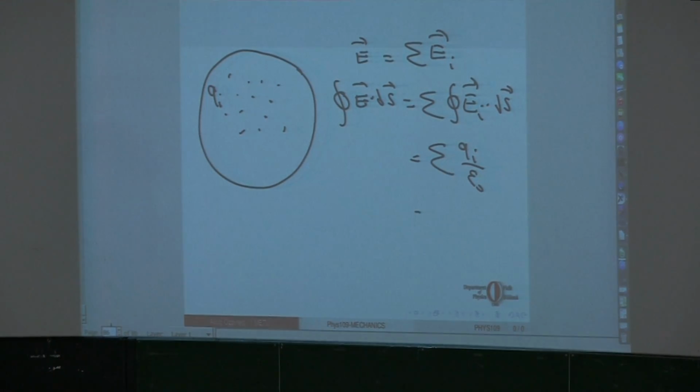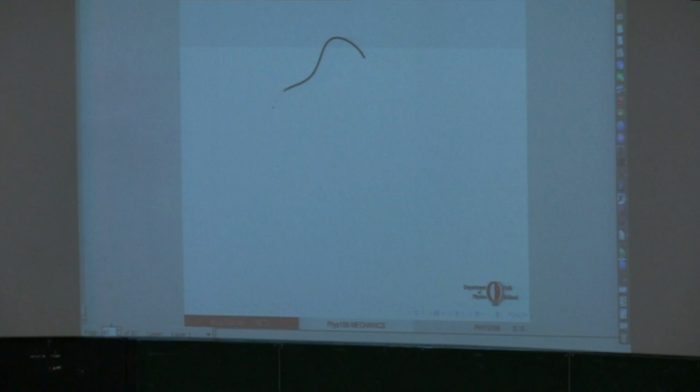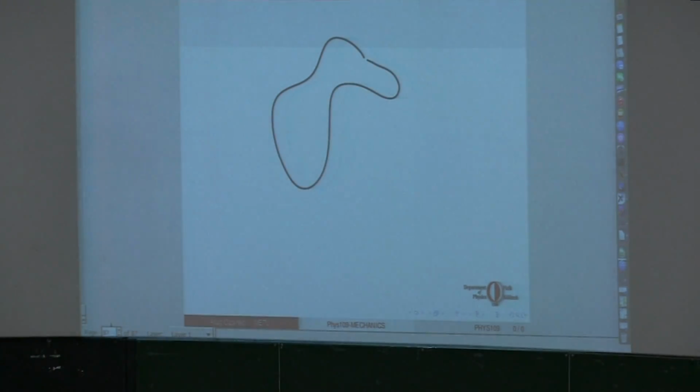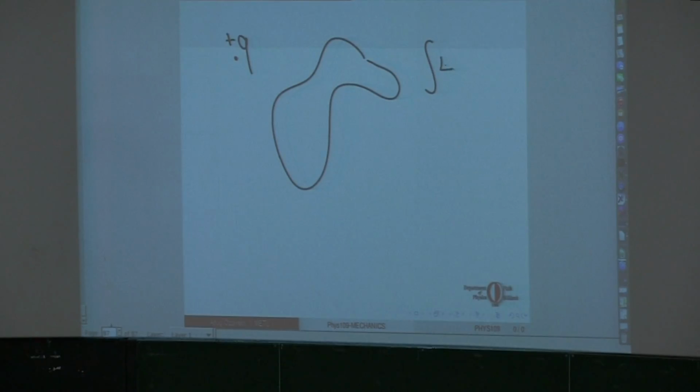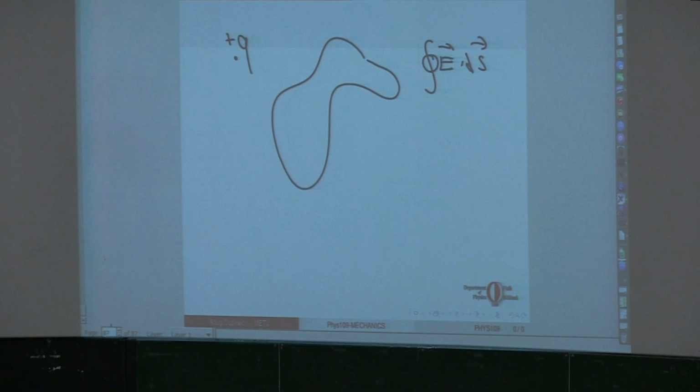Now let's do one more thing. Let's say that I have this mathematical shape. Rather than putting the point charge inside, I will put it outside. In this case, what will be E dot ds? Now remember one of your friend's comments. The flux can also change its sign.